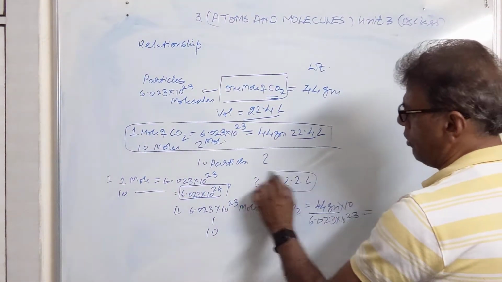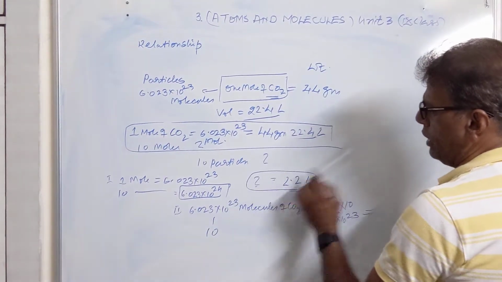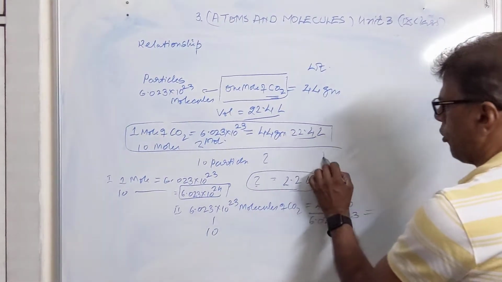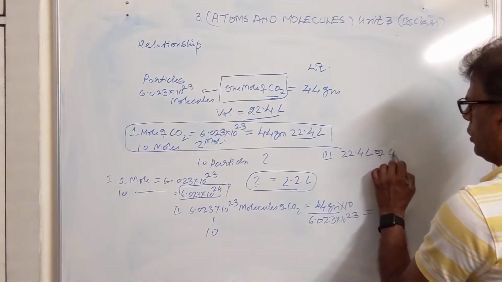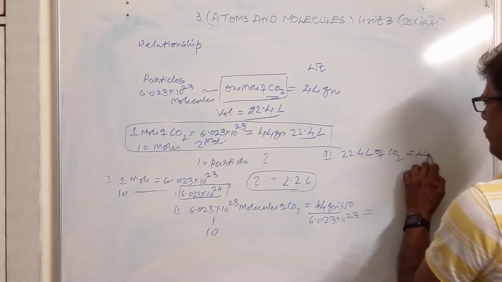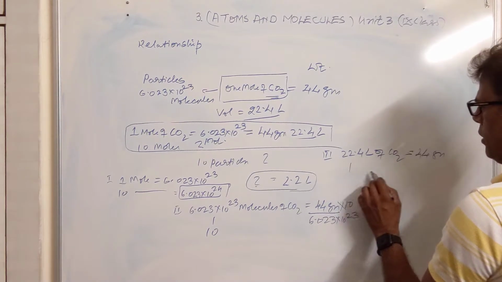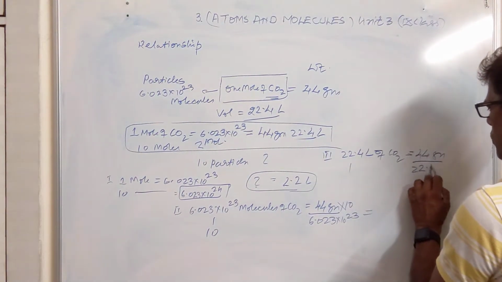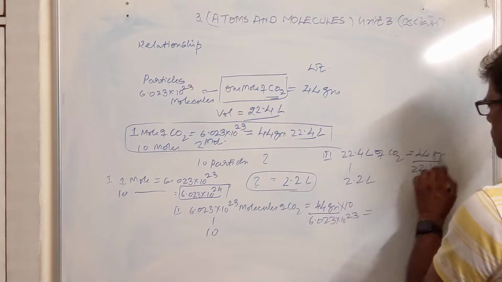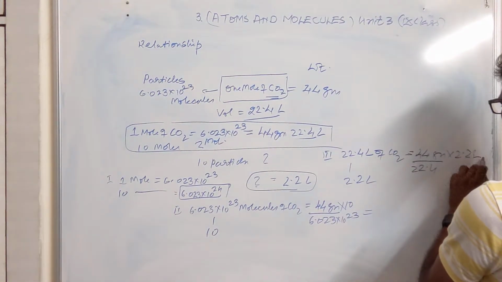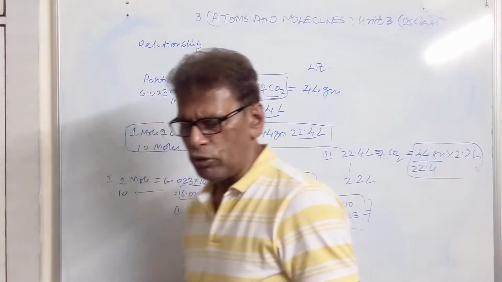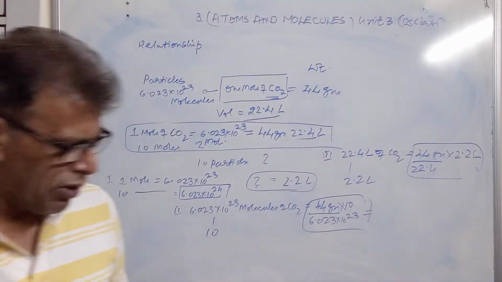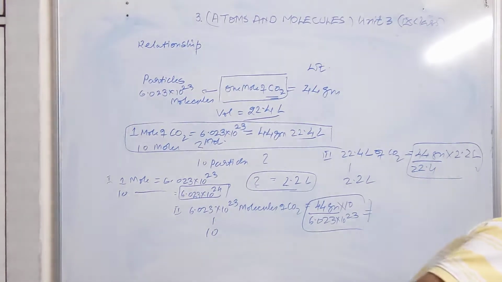Then we have the third problem. How much weight is possessed by 2.2 liters? So for the third problem, 22.4 liter of CO2 is equal to 44 gram. 1 liter will be equal to 44 upon 22.4, and 2.2 liter will weigh accordingly. So this will be the calculation and the result of these problems. In this manner we can solve different problems on the basis of the mole concept.